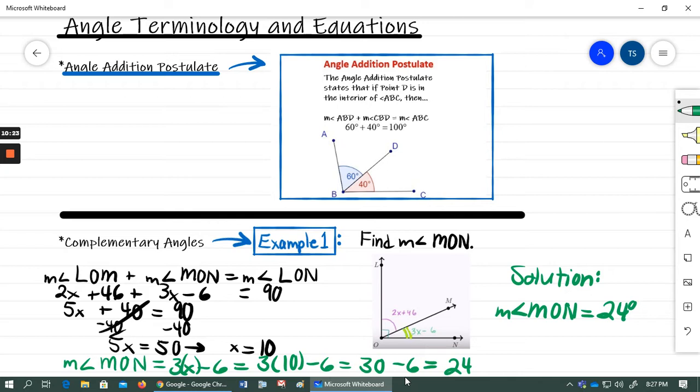That doesn't really look like a degree symbol. Give me a second now. A little bit better. Not much. There we go. 24 degrees. That's our solution right there.